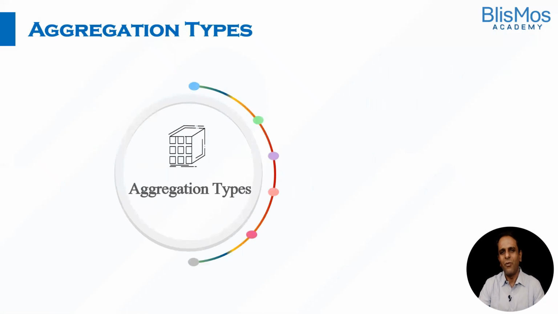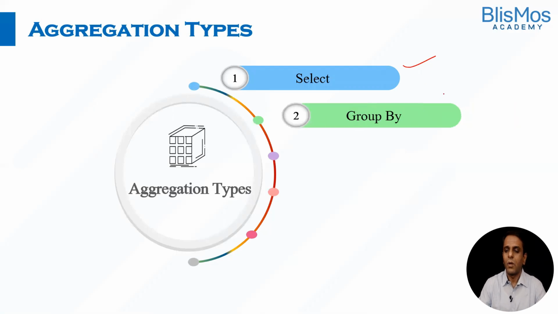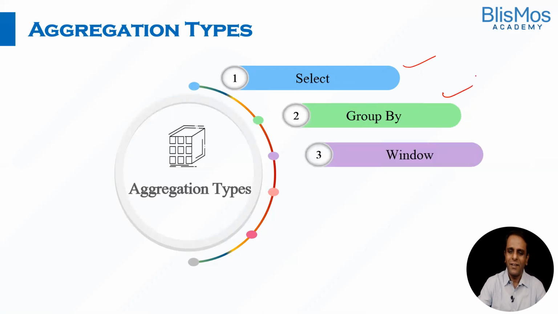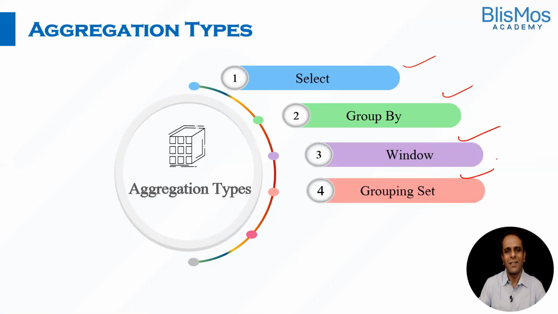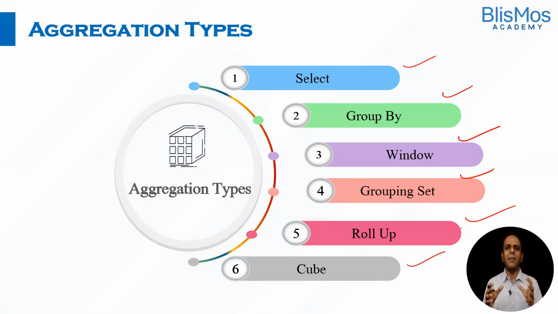We have wonderful aggregation functions as a part of Spark. What are they? First and foremost, we can select. Select is an aggregation, we will see that in a bit. We can go for a group by, then a window. We have grouping sets as well. We have rollup, and we have cube. These are the important aggregation types available as a part of Spark.